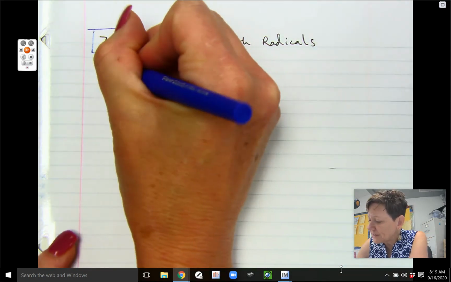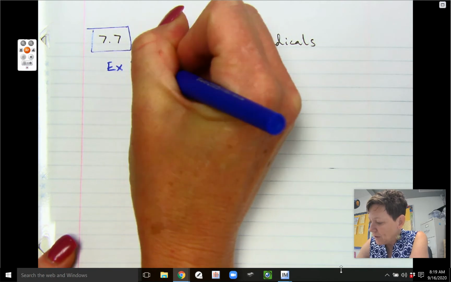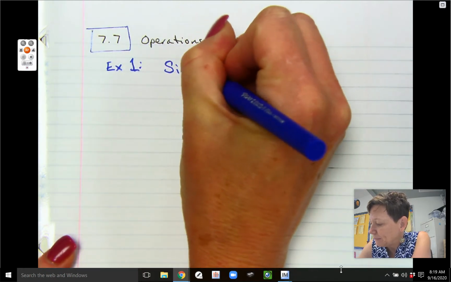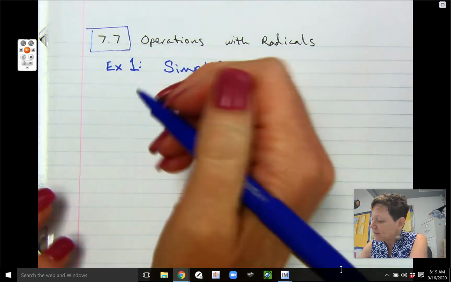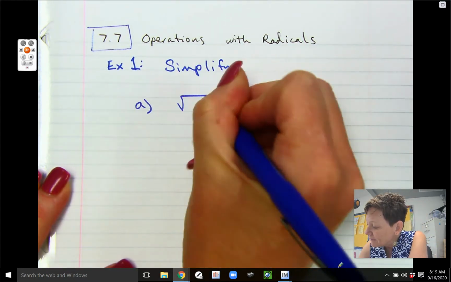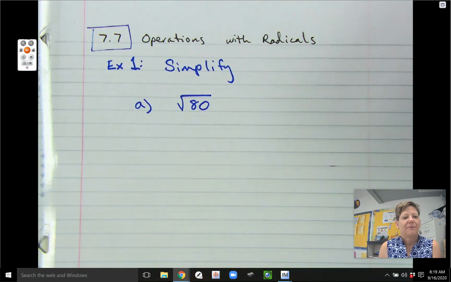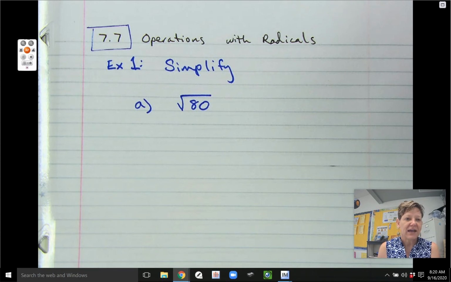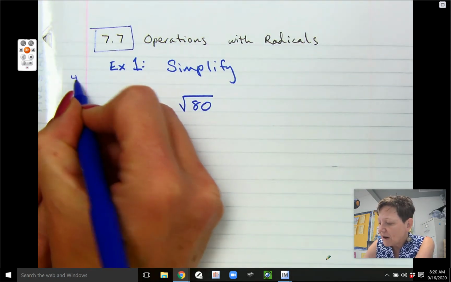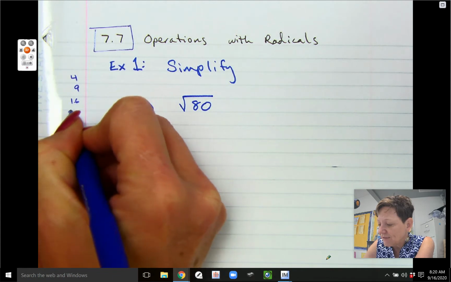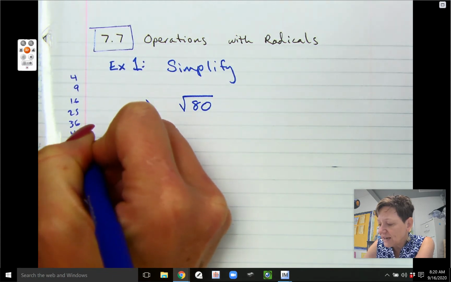So for our first example, let's simplify something like the square root of 80. Okay, so what do you do here? You find the biggest perfect square inside of 80 that's a factor of 80. If you don't know your perfect squares, you should list them off to the side, but hopefully you're good at them by now: 4, 9, 16, 25, 36, 49, etc.